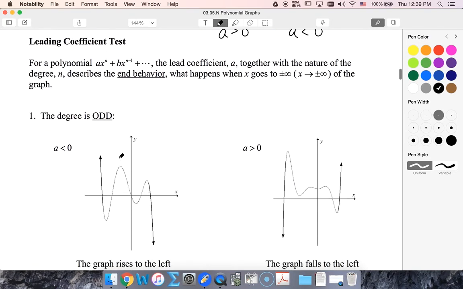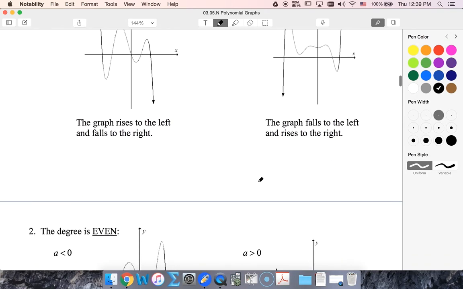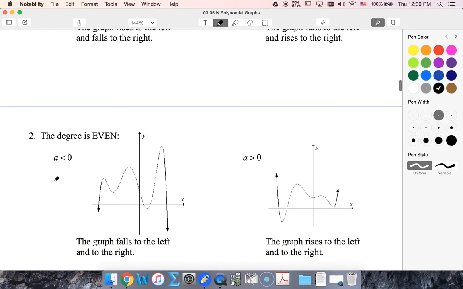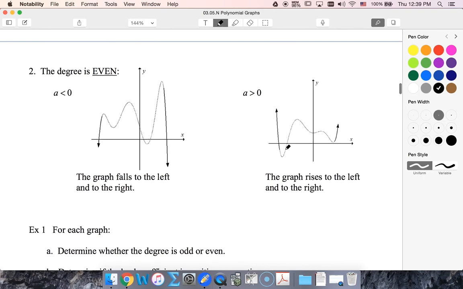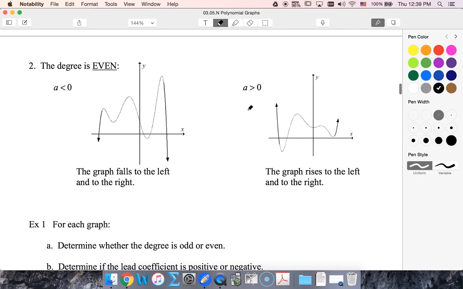So odd degree functions start pointing up, end pointing down if a is negative, or start pointing down, end pointing up if a is positive. If it's even and a is negative, I start down and end down. If a is positive, start up and end pointing up. So I'm going to stop there and we'll come back and put this all together with examples.